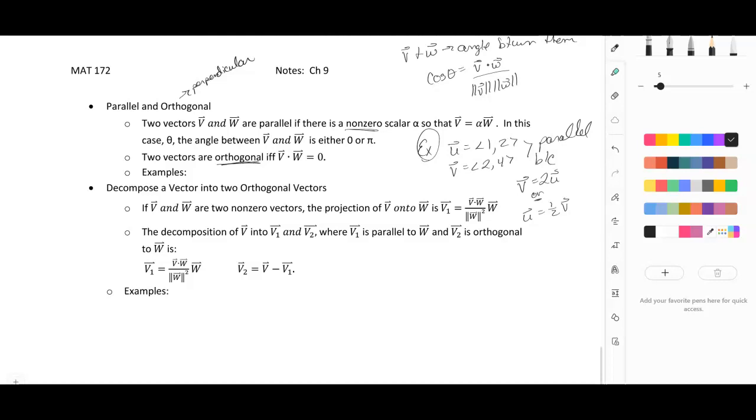So what's interesting about the 0 vector is that it's actually parallel and perpendicular, or say orthogonal, to every vector. So that's a very special vector.